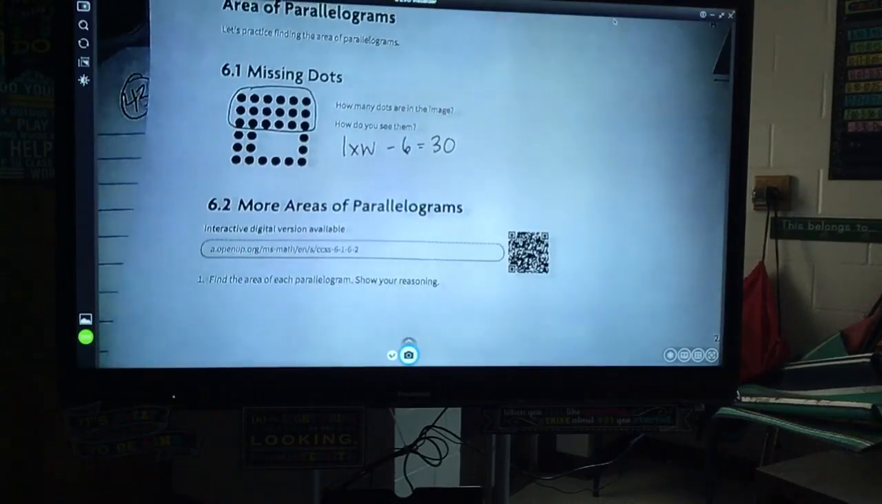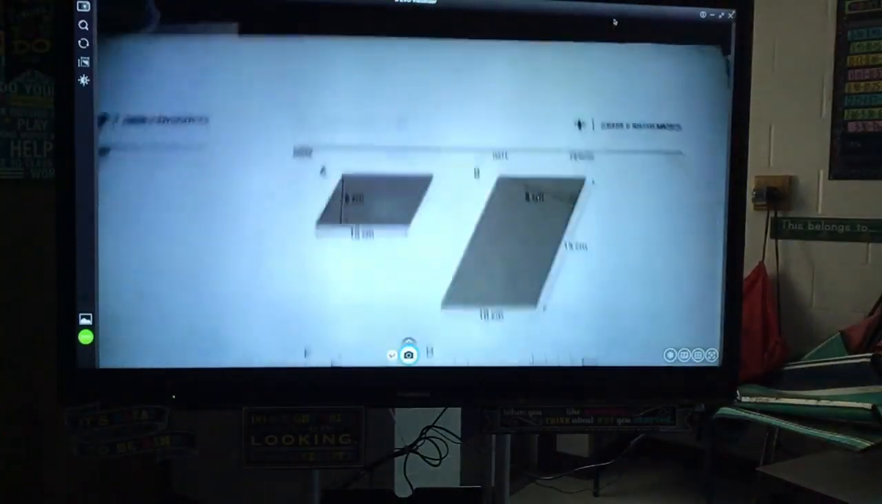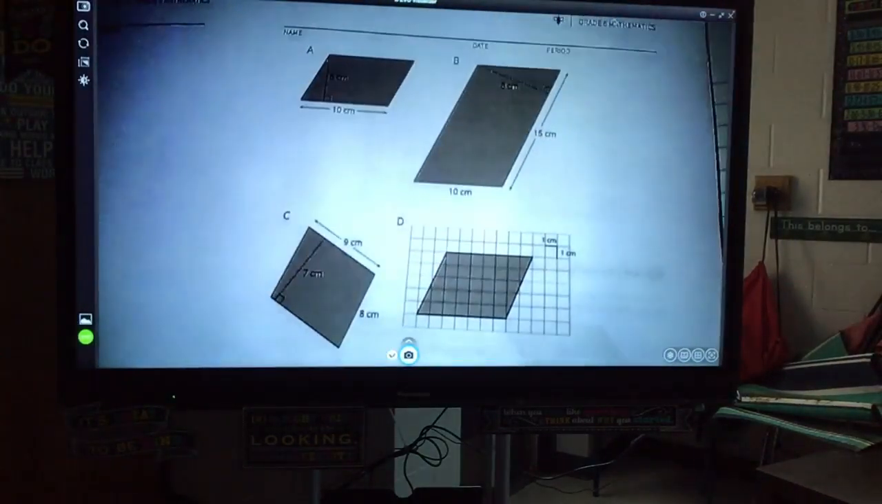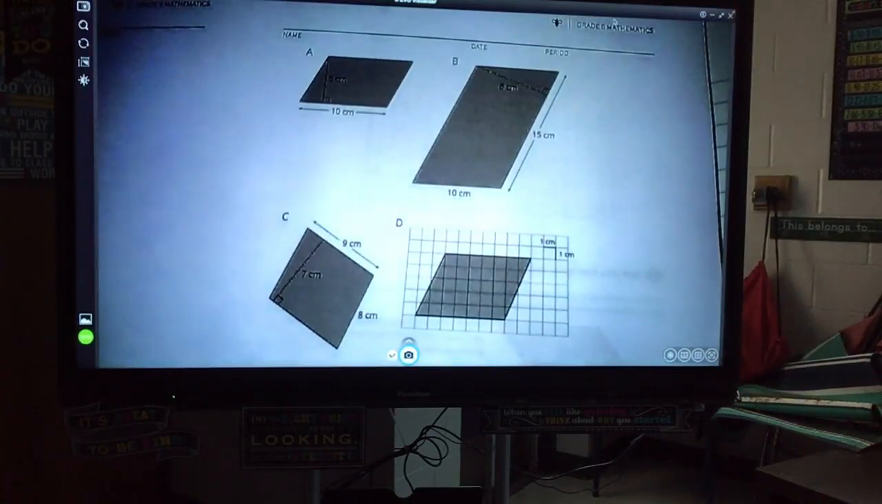You're going to find the area of each parallelogram and you're going to show your reasoning. So slide over to these 4 on the top. All right, just be careful because let's talk about parallelograms real quick. Do you use the slant? No. You use the slant for nothing, especially when you're finding area, but you never use the slant. And then for D, what's a little bit different with D than with A, B, and C? What do you guys see?